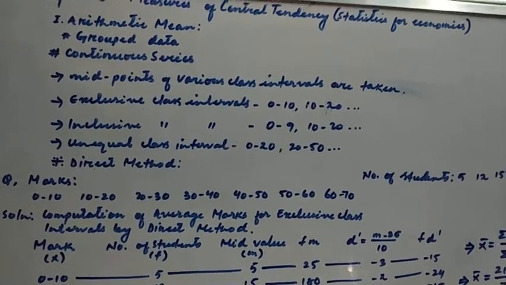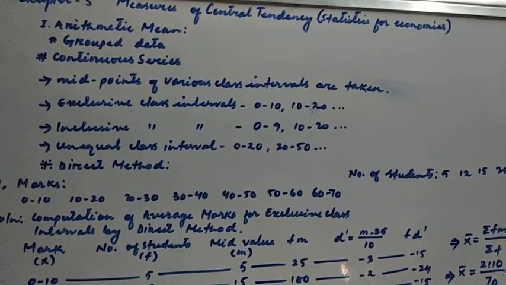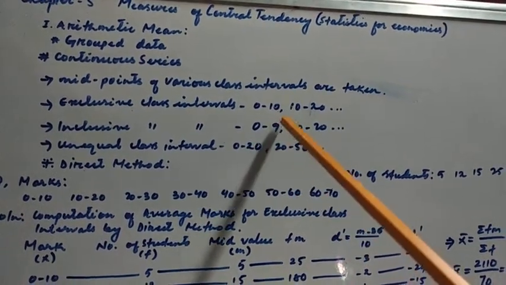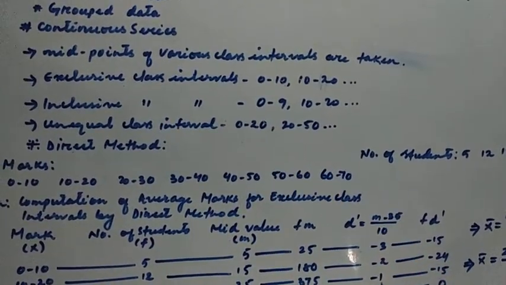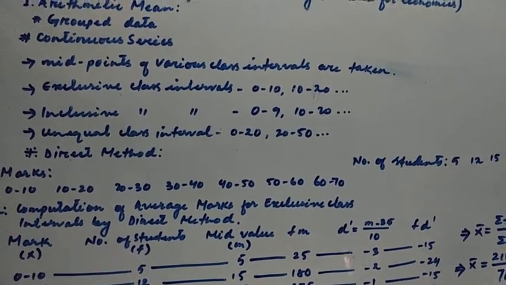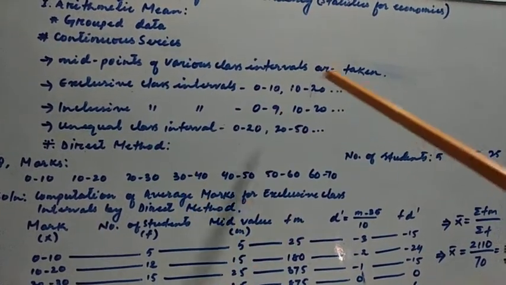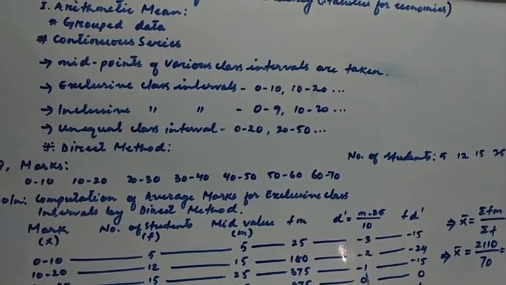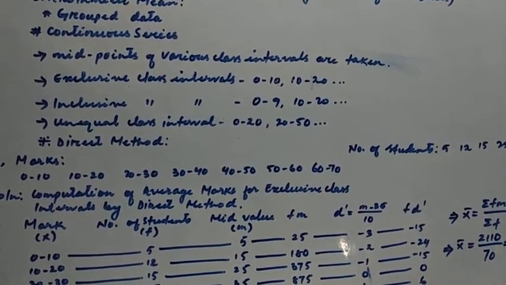So we have already discussed that class intervals might be exclusive or inclusive, or of unequal size, and we have just discussed examples of inclusive, exclusive, and unequal class intervals. Here we are going to discuss the direct method and also the step deviation method. We are not going to discuss the assumed mean method for continuous series. We have just the direct method and the step deviation method.